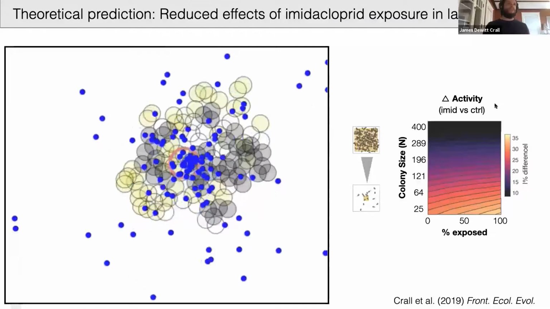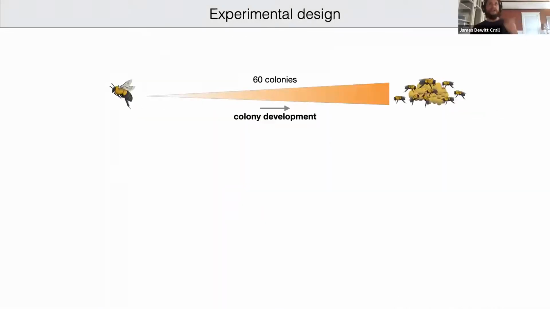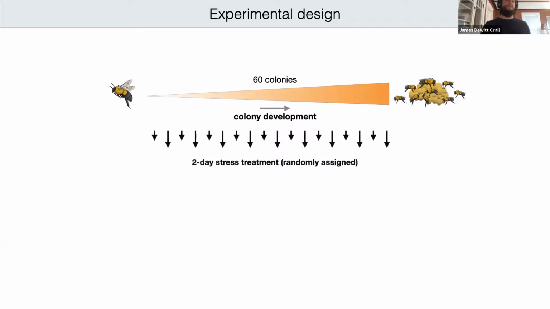So there is some empirical evidence and some theoretical reasons to think there might be a social gradient in pesticide or stress sensitivity. To get at this experimentally, we take advantage of the fact that you can bring in wild bumblebee queens and develop them in the lab. We do this with lots of colonies in parallel and let them develop from a single queen to a fully mature colony. Then, with random timing, we pull them out and give them a 2-day stress treatment.